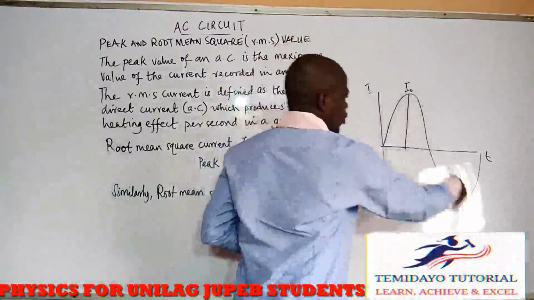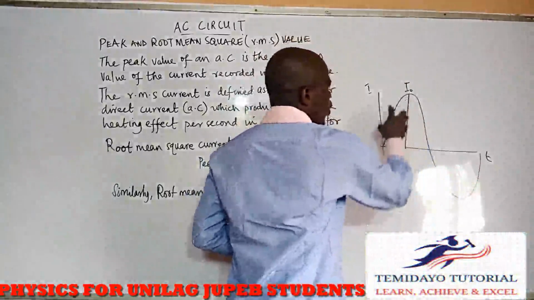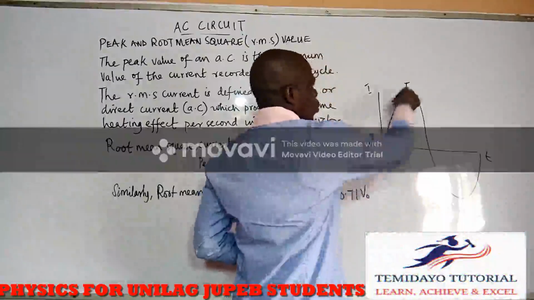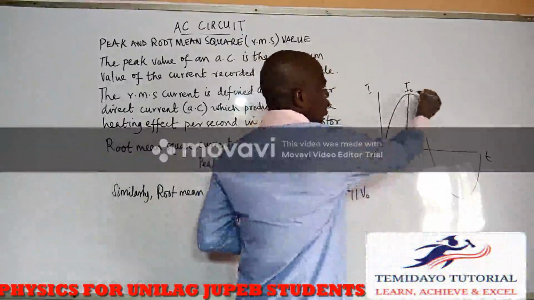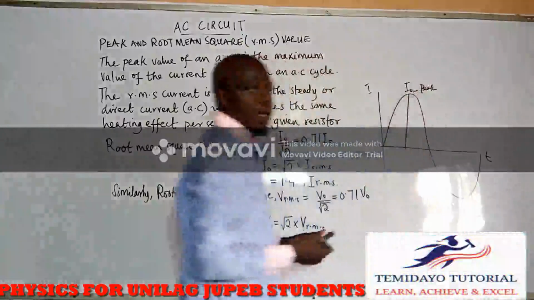This is a circuit, as you can see. This is a complete cycle, as you can see. So in a complete cycle, the maximum current you can record is what we refer to as the peak, or the maximum.